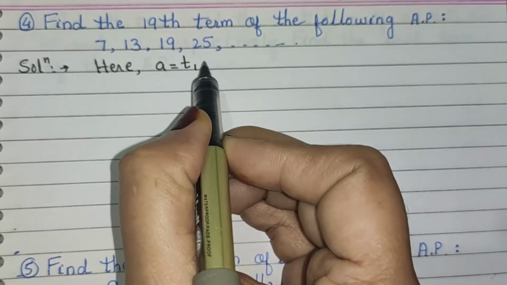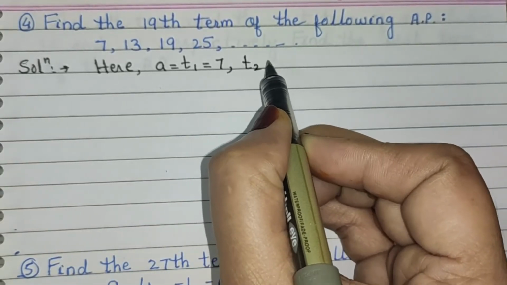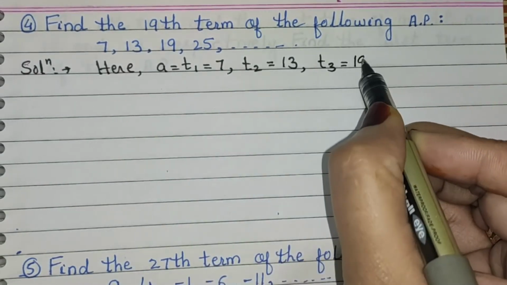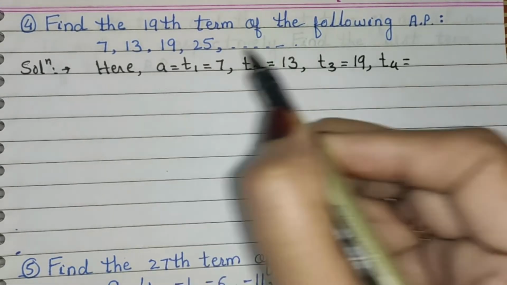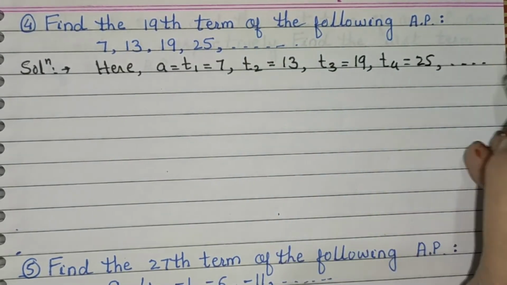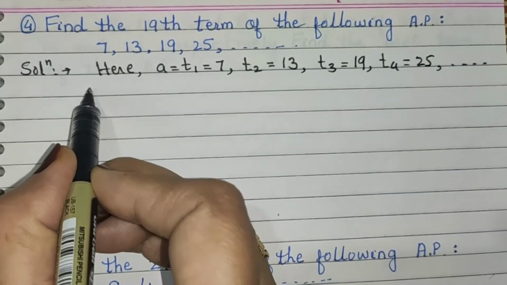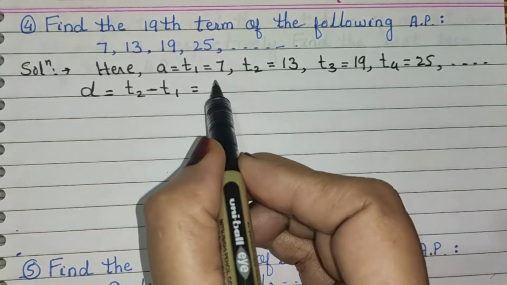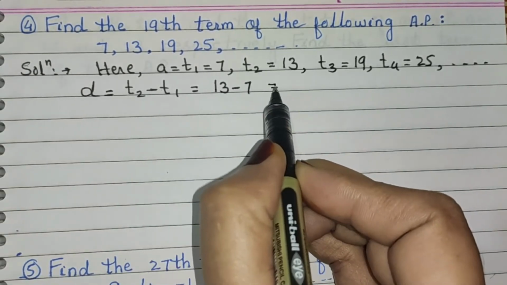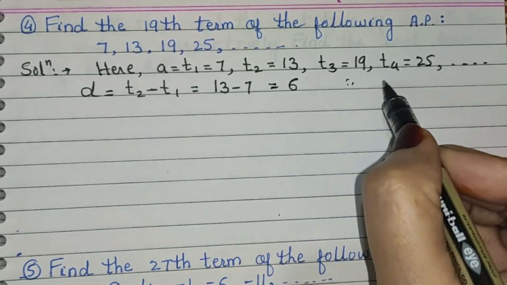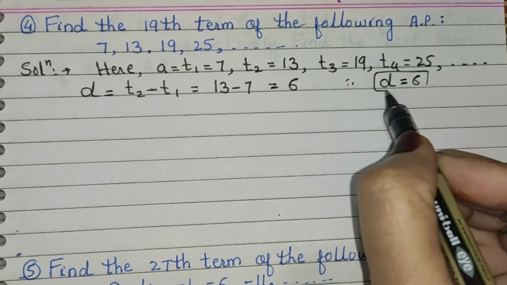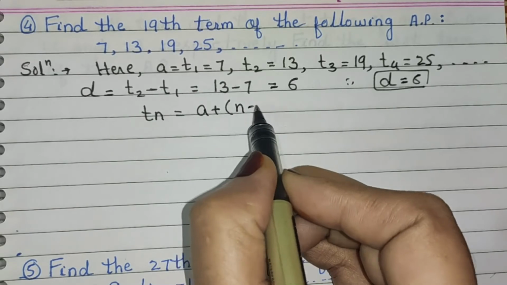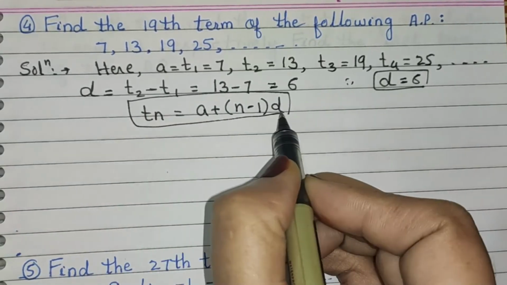A is equal to T1 is equal to 7. T2 second term is 13. T3 third term is 19. T4 fourth term is 25 and so on. Now find out the common difference. D is equal to T2 minus T1. Now the T2 is 13 minus 7 which is equal to 6. Therefore the value of D is equal to 6. Now by using formula Tn is equal to A plus n minus 1 into D. It is the formula.